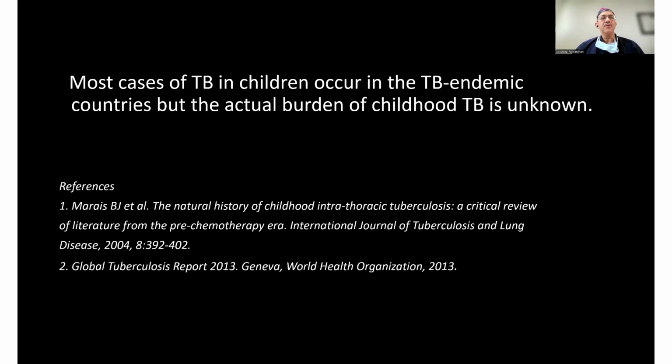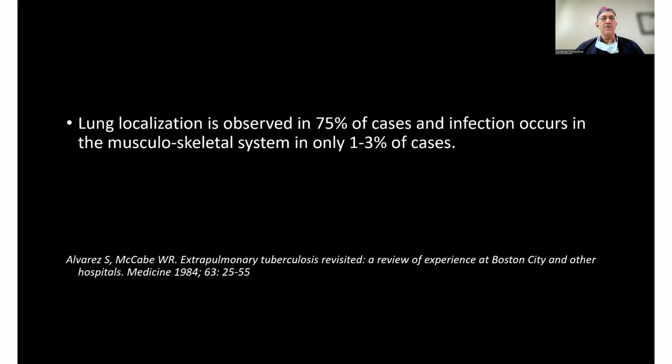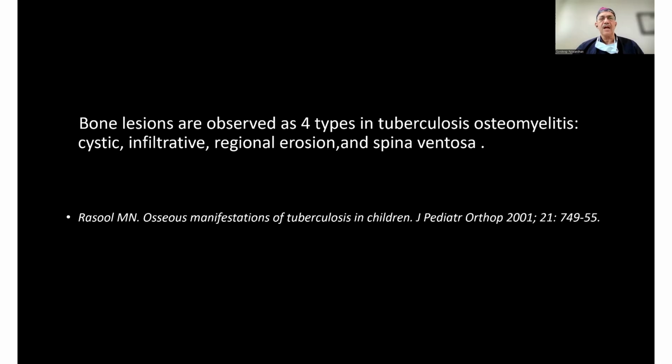It's been published that most of TB in osteoarticular region happens in the third world countries, but the total burden is unknown. Lung localization is seen in 75% cases. Musculoskeletal system is just about 3%. Bony lesions are 4 types: cystic, infiltrative, erosions, or spina ventosa.